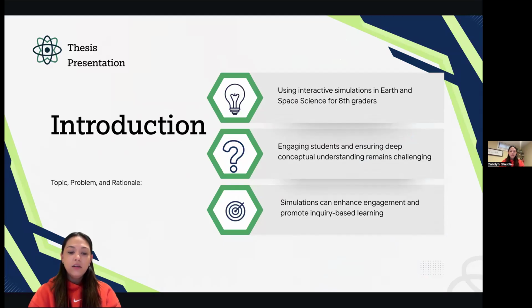Earth and space science includes many abstract concepts that students cannot directly observe in a classroom setting. Processes such as plate tectonics, Earth system interactions, and energy transfer often occur at large spatial and temporal scales. Traditional instruction relies heavily on lectures, textbooks, and static diagrams that can make it difficult for students to visualize and understand these concepts. Through my own classroom observations, I noticed that students were more engaged and demonstrated stronger explanations when simulations were incorporated into lessons.